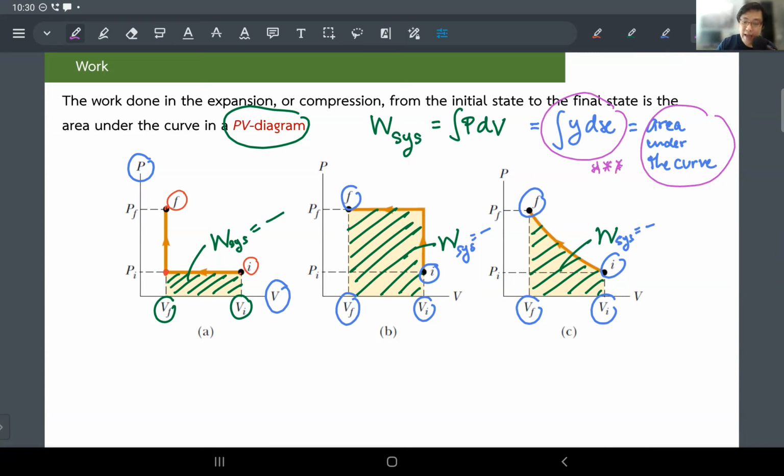Okay. And sometimes things get confusing because you care about the area under the curve. And whenever we talk about area, you don't care about the sign, right? Because that area never goes negative. But actually, that's just the magnitude of the work. You have to figure out the sign because now work has direction. That's the gas doing the work or the gas being worked on.